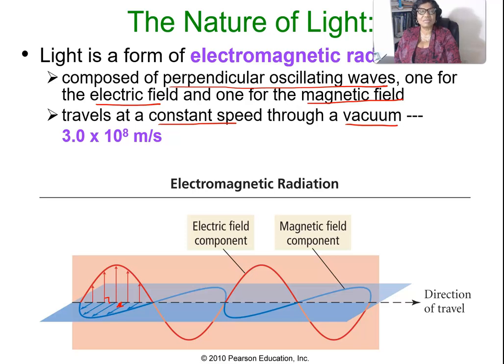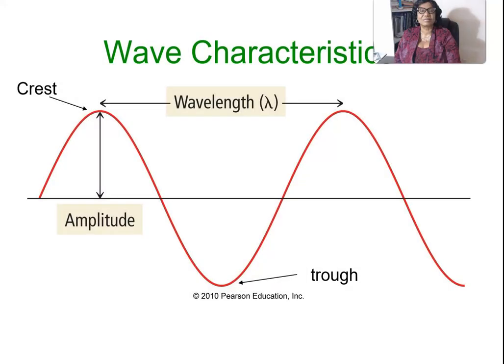So what are waves? Let's look at some characteristics of waves. You say this is a wave, an example of a wave. You have these peaks. The distance between two peaks is what we call the wavelength of the wave. The height is the amplitude. Then down here we have the trough. This is how a wave is described, by its wavelength, its amplitude, or its frequency.